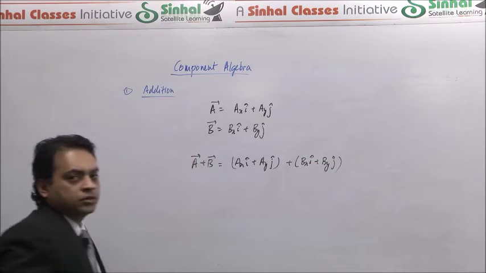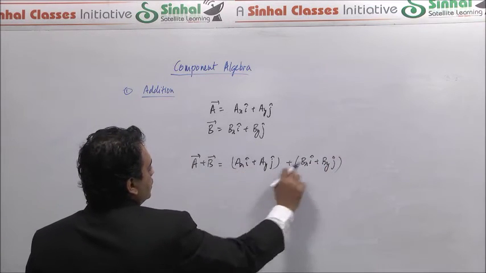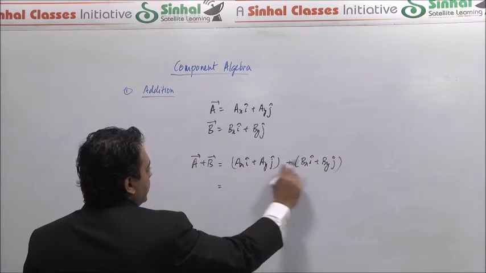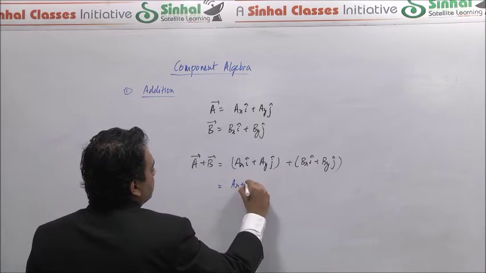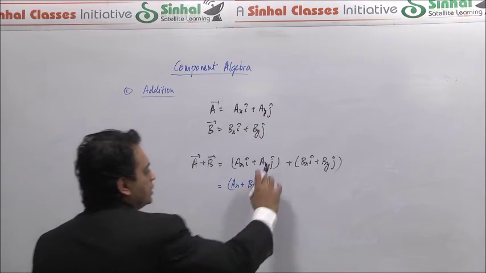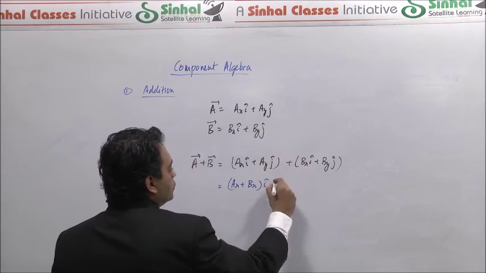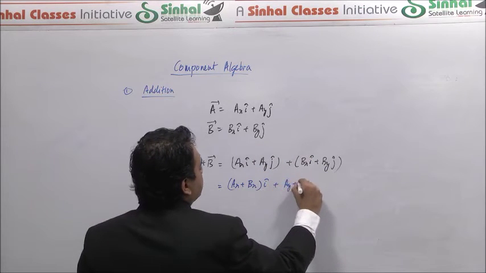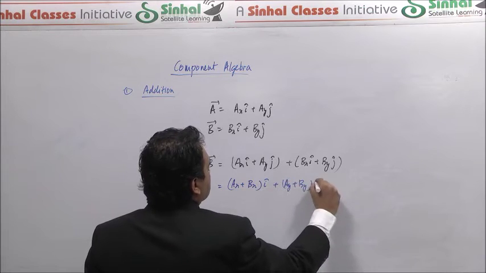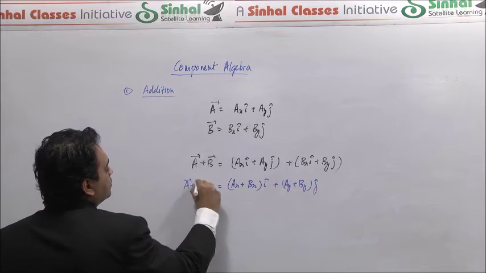So express it this way. Now what we can do is, because these two vectors are collinear, they are both along the i cap, we can write them as Ax plus Bx along i cap. And similarly, these two are collinear and they are orthogonal to the first two, so we can express them as Ay plus By j cap. So that is what the vector A plus B becomes.